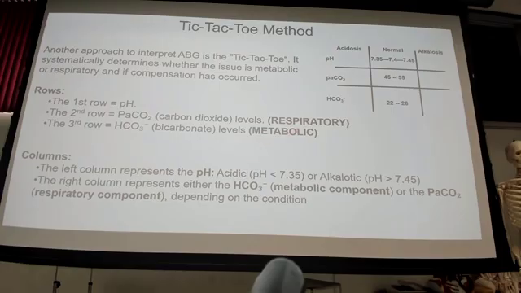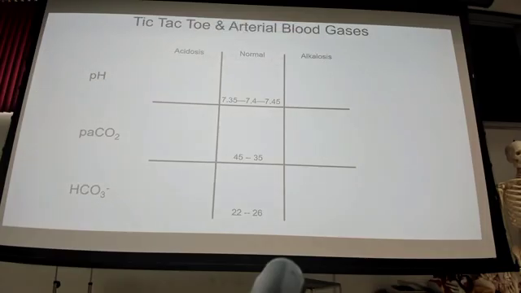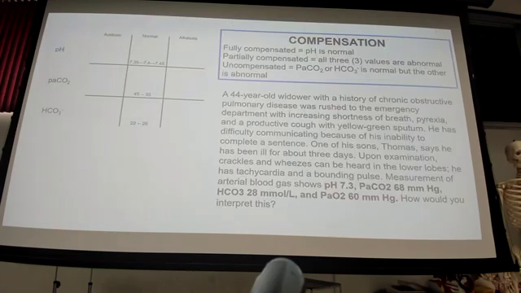And so setting this up, keep in mind that CO2 disturbances, that's the respiratory component, and bicarbonate disturbances, that represents the metabolic component. All right, so this is just a bigger table, but we're gonna go over the first example now. So when you're setting this up, make sure you have the tic-tac-toe table and the compensatory table to help you guys determine what's going on with this patient.